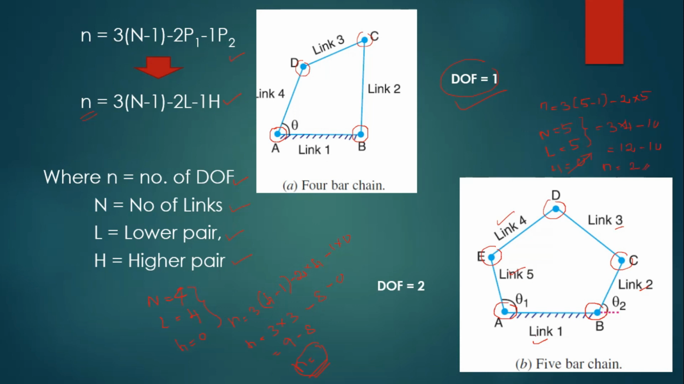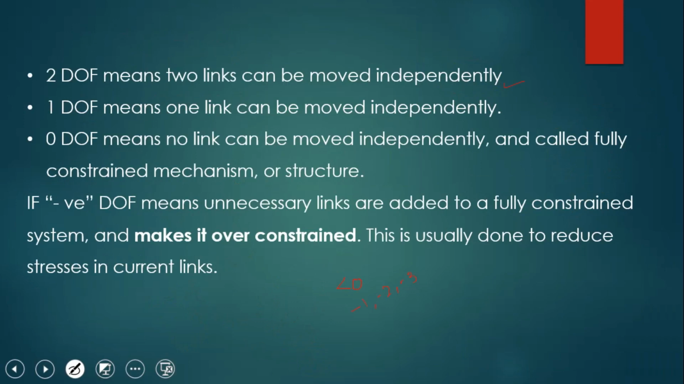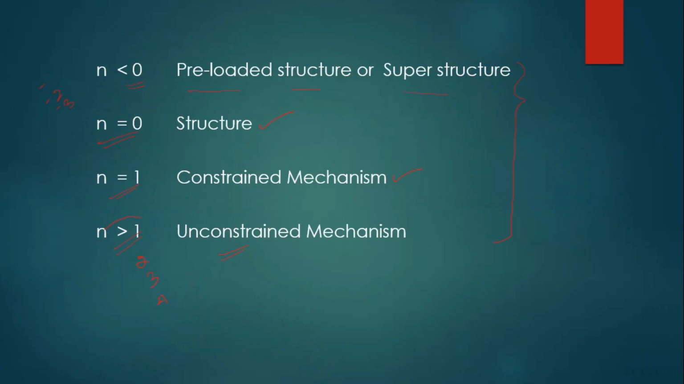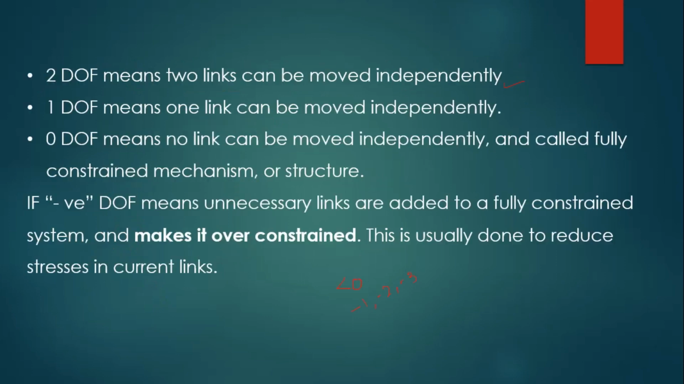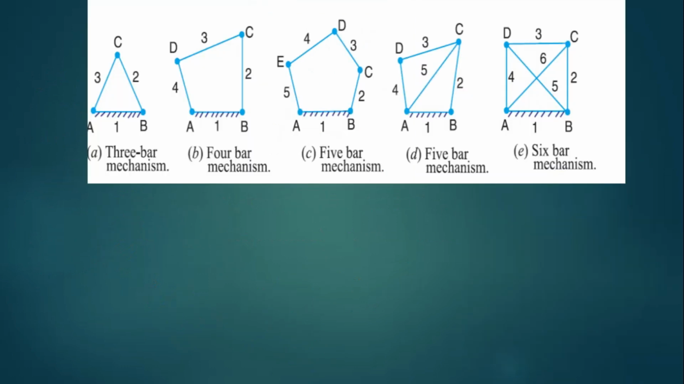So, number of degree of freedom which is equal to 2, which means see here n is greater than 0, which means that particular mechanism is an unconstrained mechanism, whereas for previous case n which is equal to 1, which means it is a constrained motion. So, 4 bar mechanism is a constrained mechanism, and for the next one with the 5 links, n is greater than 1, which comes under the unconstrained mechanism. Okay. And now let us take 5 different examples.